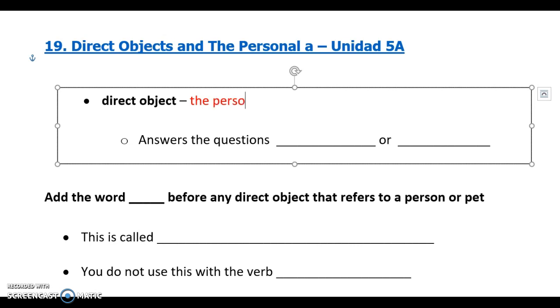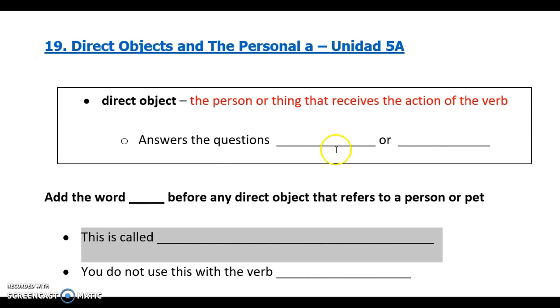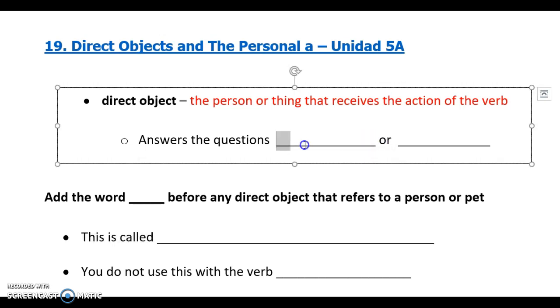The person or thing that receives the action of the verb. All right? So it typically answers two questions. For example, I give the pen to my friend. It answers the question, what? So what's receiving the action? What? We're actually going to make this nice and red so it stands out for us. Bold it. Or sometimes it can also be who. So it's the what or who.